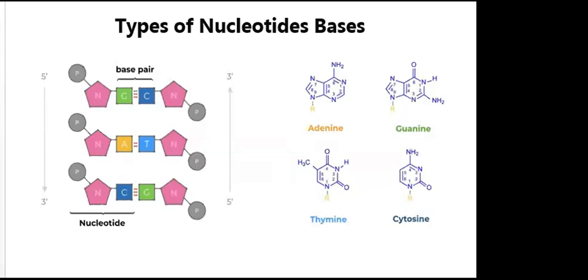Nucleotide bases are of 4 types. As you can see on the screen, we have the A, G, C, T. And in this structure, the A is bonded to T, while the G is bonded to C.